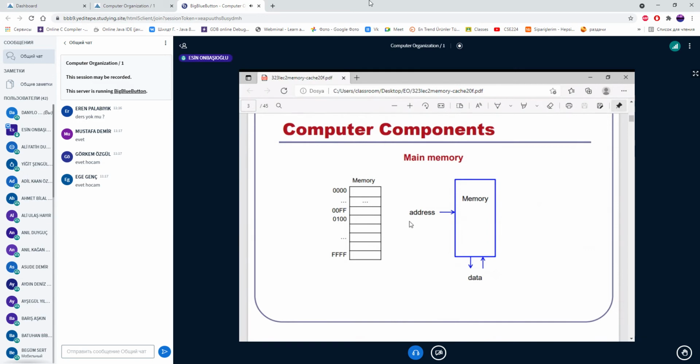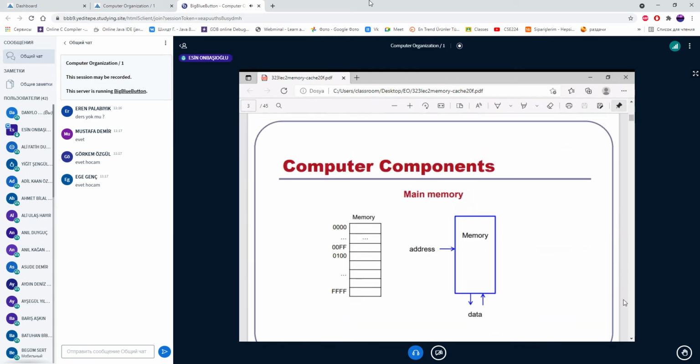Now, let's first talk about the main memory. In many courses, you use main memory actually, like in assembly language programming, you are directly accessing the main memory addresses. Now, let's assume that we have a main memory like this. Each location has a different address. And you remember in Motorola 6800, FFFF memory addresses are available.